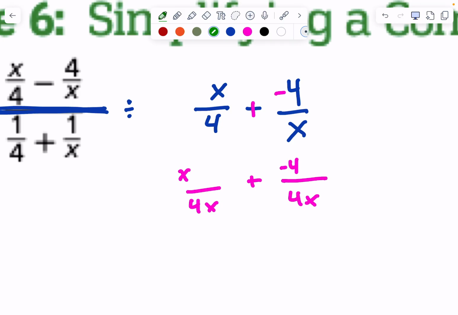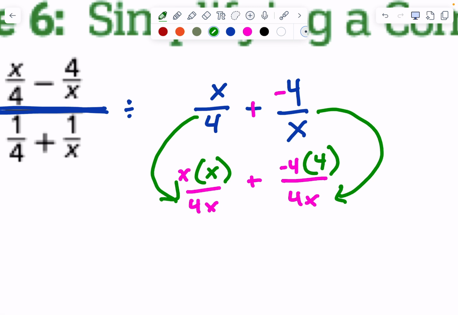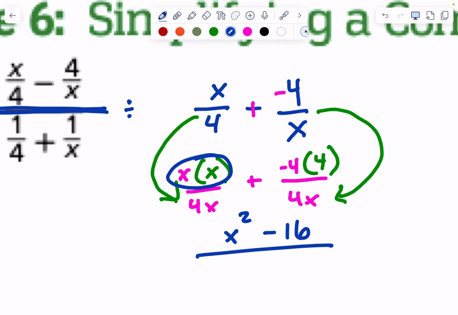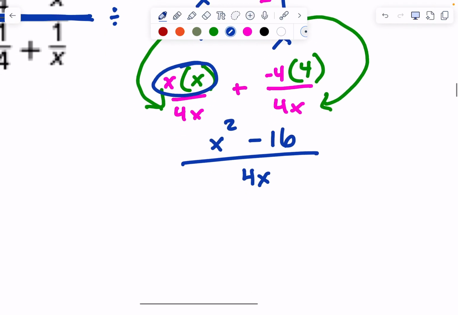Okay, so I've got my common denominator ready to go, and I need to multiply by what each one needs. What does this first guy need? An x. I'm going to put an x here. What does this guy need? A 4. All right, so my top part is going to be x squared minus 16, which is the difference of squares. And the bottom is 4x. I'm not going to break down the difference of squares yet.